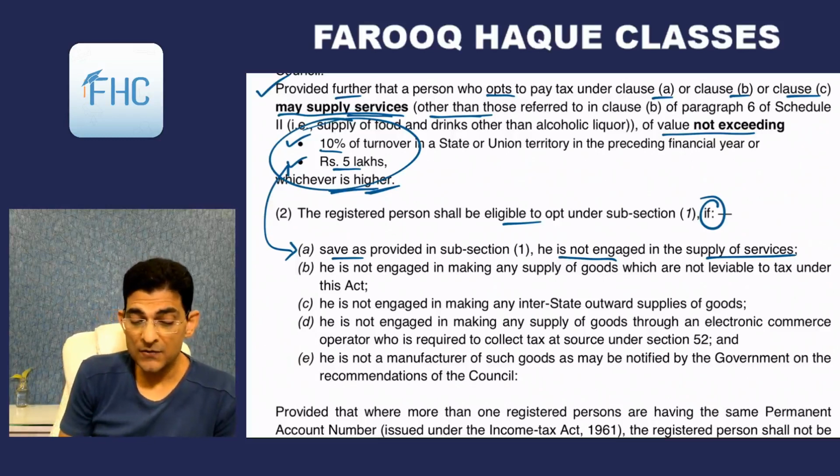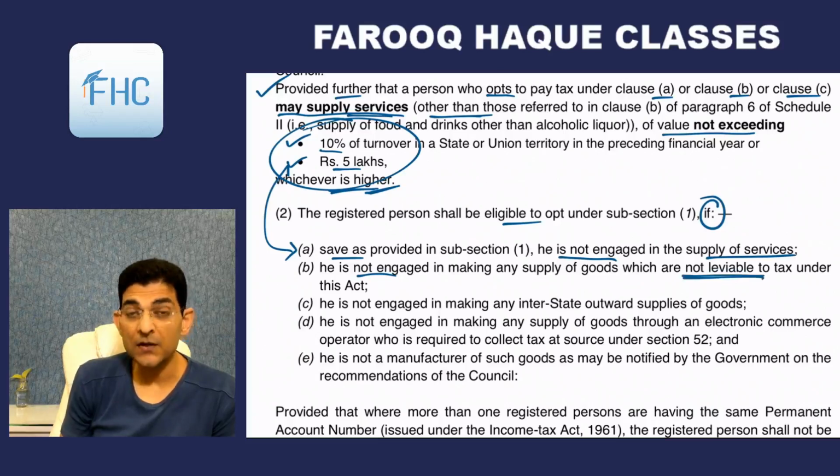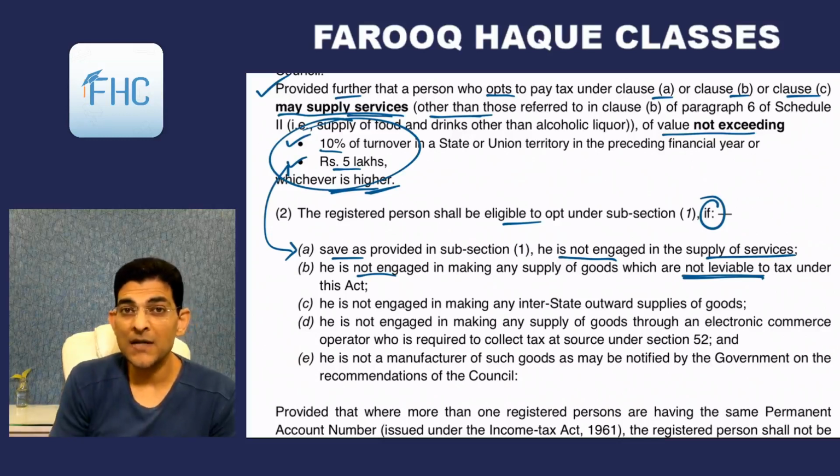Secondly, he is not engaged in making any supply of goods which are not leviable to tax under this act. Means he cannot supply any goods which are not leviable, like he cannot supply liquor for human consumption, because if he is supplying liquor which is not leviable, then he is out of this scheme. He cannot opt for composition scheme.